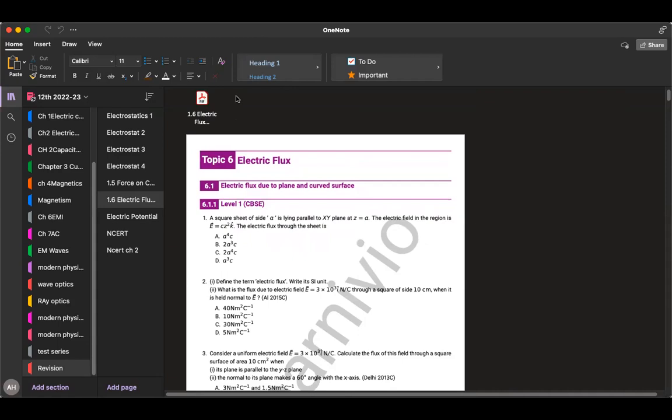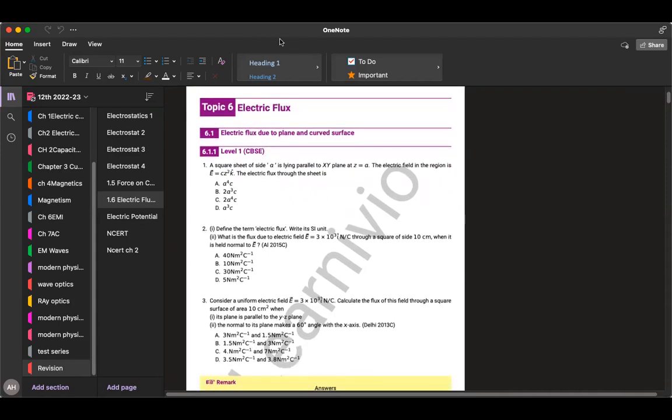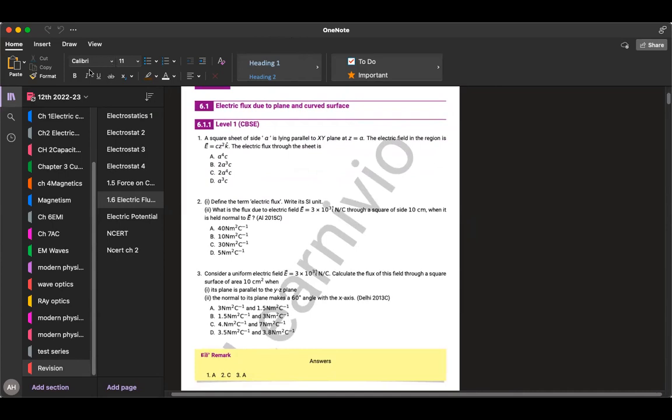On electric field and Coulomb's law. Today we'll start with electric flux. So let's do one thing. Let's solve it together. I'm giving you 1 minute to solve this question number 2, and just please write your answer.